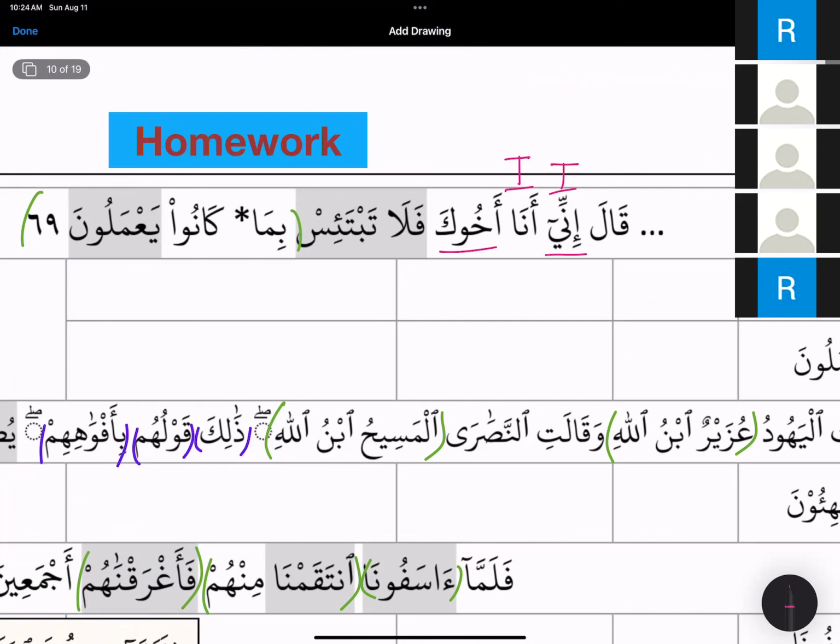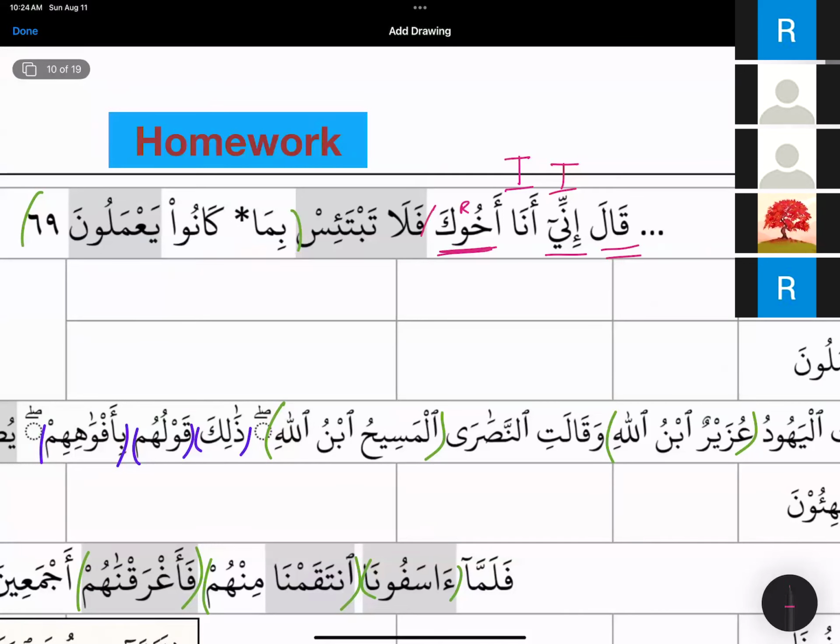What status is Akhuka? Akhu is rafa, your brother, marfu. How is it rafa? It is one of the khamsa, the five nouns, so it is marfu. And it is mudaf. Qala, he said, "Inni ana akhuka."